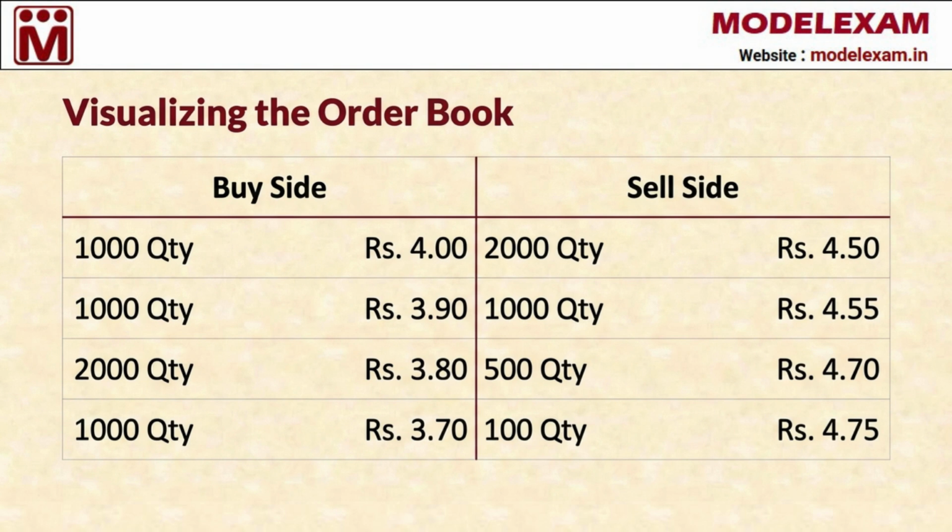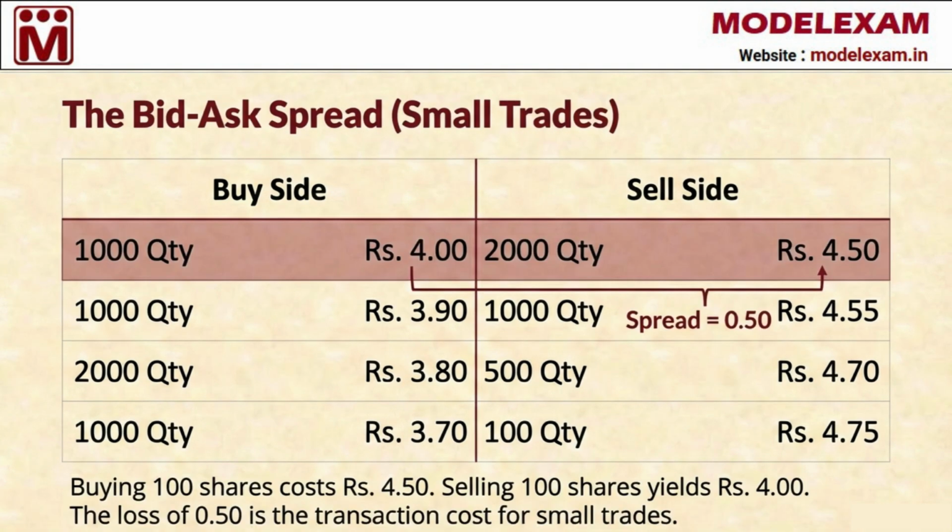The order book has two sides, the buy side and the sell side. For example, one side might show 1000 shares being requested at 4 rupees, while the other side shows 2000 shares offered at 4 rupees 0.50. The bid-ask spread is the difference between the best buy price and the best sell price. In our example, the difference is 0.50 rupees. If you buy 100 shares and sell them immediately, you lose that spread. This is the transaction cost for a small trade.